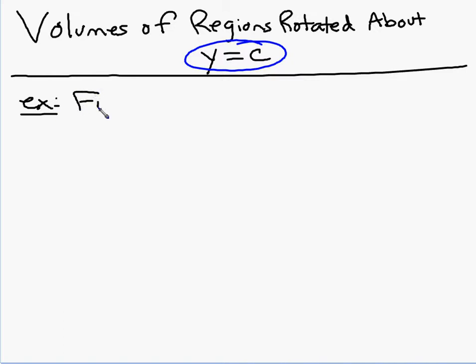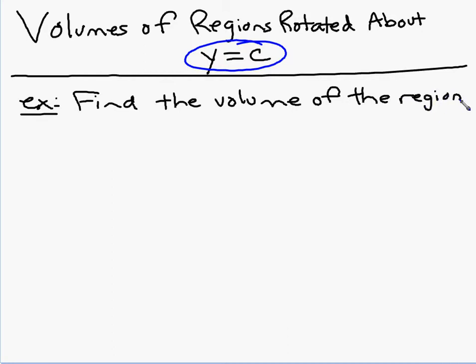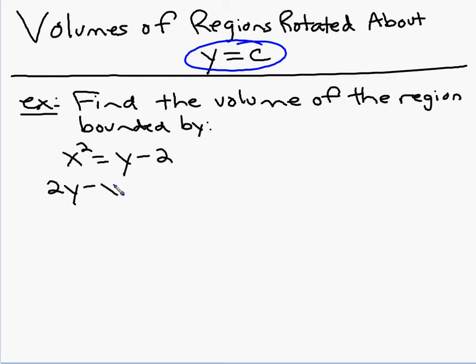Let's find the volume of the region that is bounded by x squared equals y minus 2, 2y minus x minus 2 equals 0, x equals 0, x equals 1.